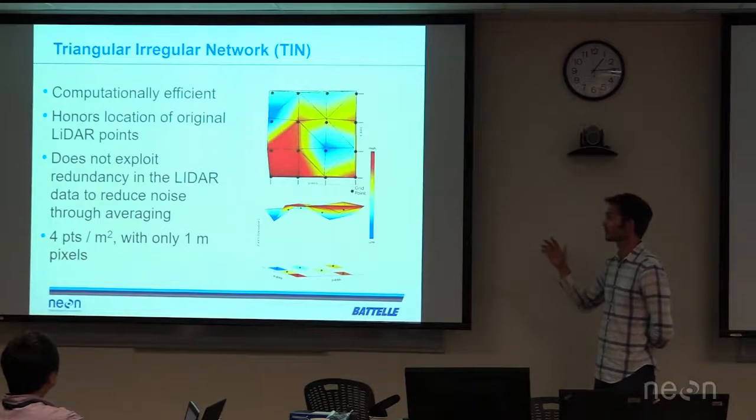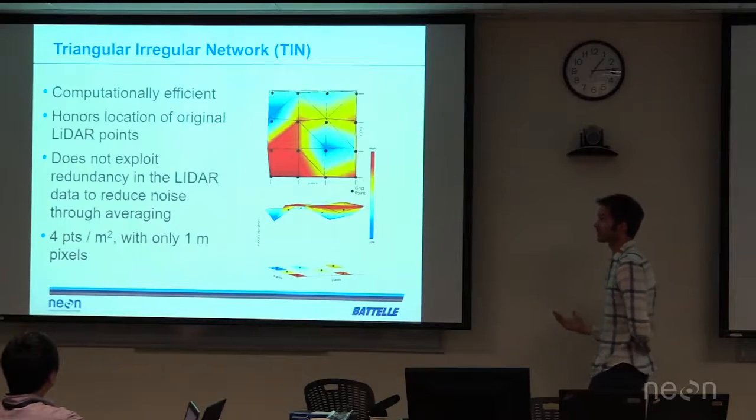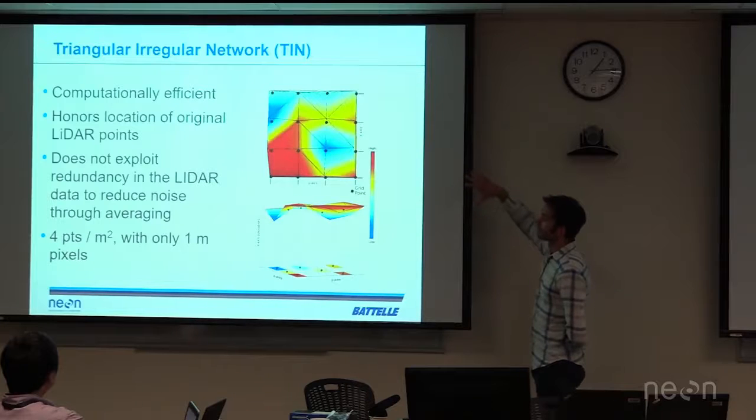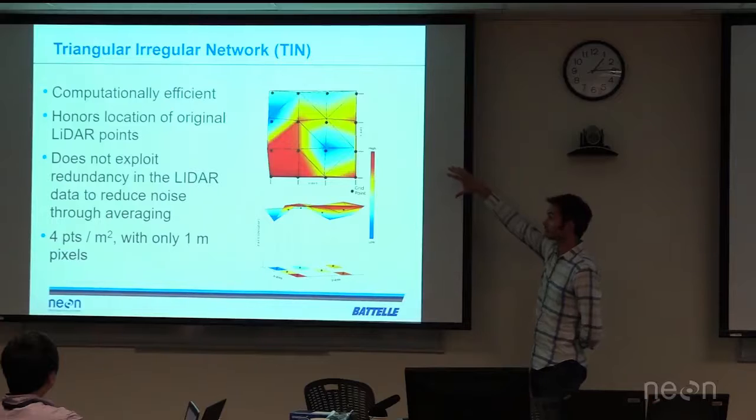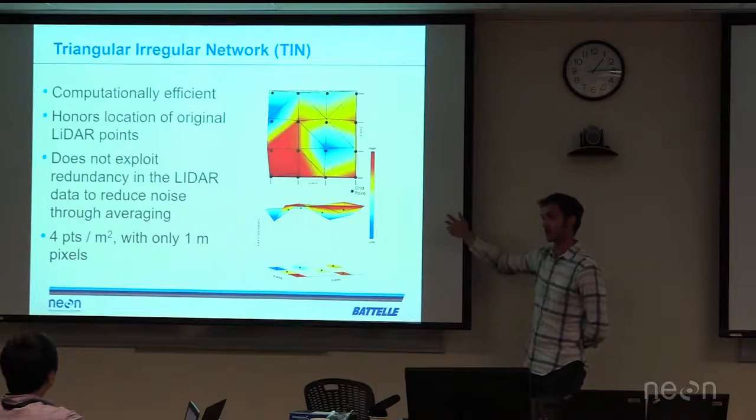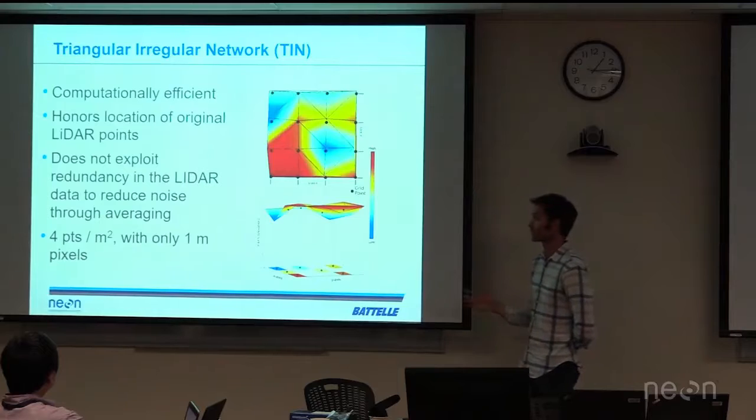You're never interpolating down or filtering a lot of observations and creating a new elevation from what you observed. And it's computationally efficient. This is the main reason that we want to use it, because when we're producing a lot of data in an automated fashion, we want a really computationally efficient algorithm.